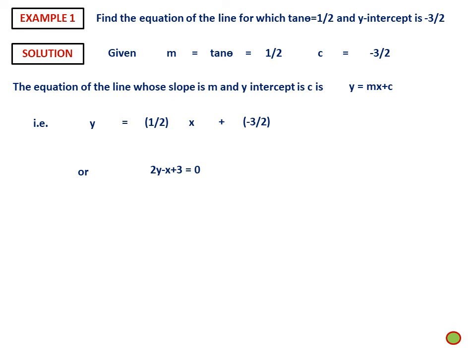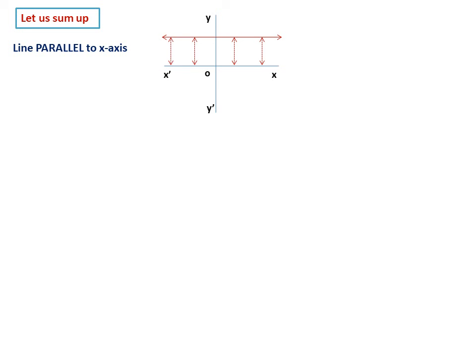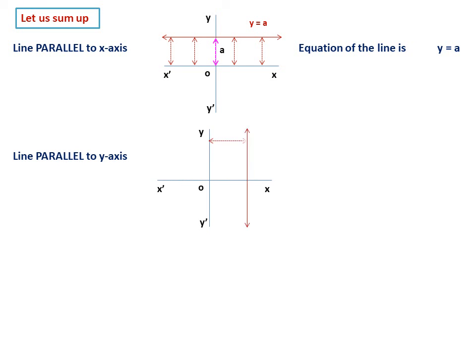So what we have done today is 3 different forms with one example each. Now let us sum up, because today we have taken a lot of concepts. The first one is a line parallel to the x-axis, and you know that the equation is y equals a. You have to remember this. Second one, a line parallel to the y-axis. Then what is the equation? The equation of the line is x equals a. So these are the two basic cases: parallel to the x-axis and parallel to the y-axis. Let us proceed.